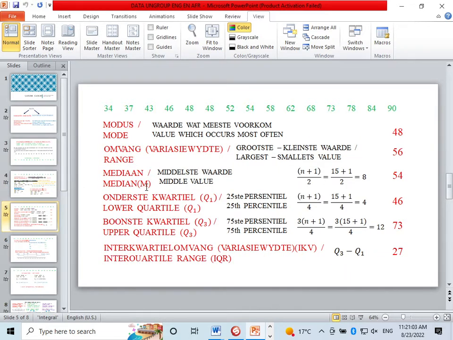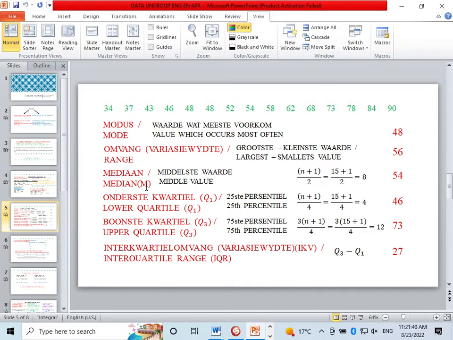Right, the next ones you know. The mode, the value which occurs most often, they say it's 48. We agree with them, it was the one that occurred twice. The range is the largest minus the smallest. The median is the middle value, and very important, when the data has been arranged. The lower quartile, I spoke to you about that, don't use that formula. The upper quartile, and something you will see next to it, just after Q1, it says the 25th percentile and the 75th percentile.